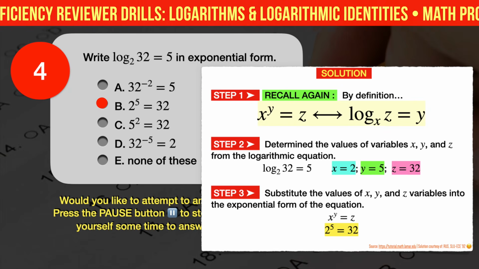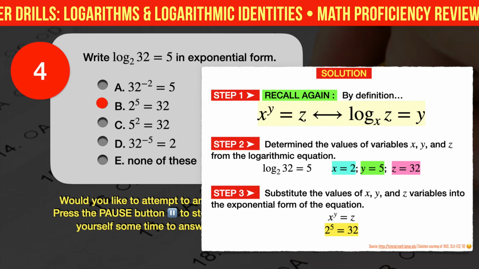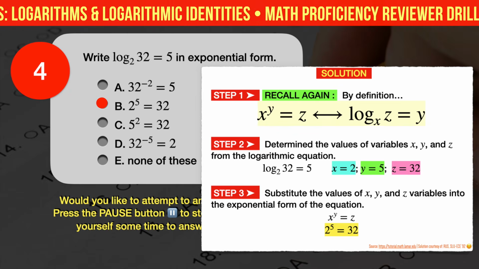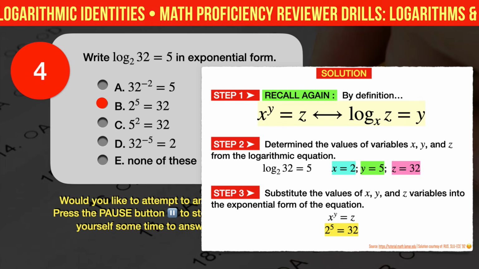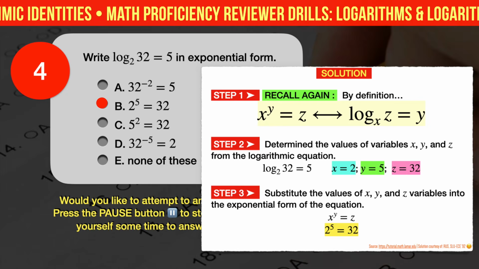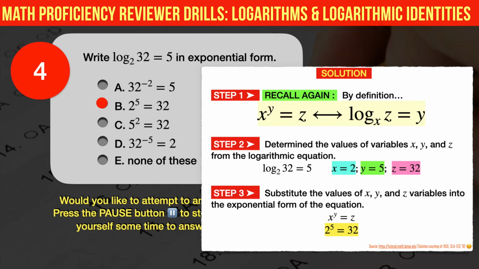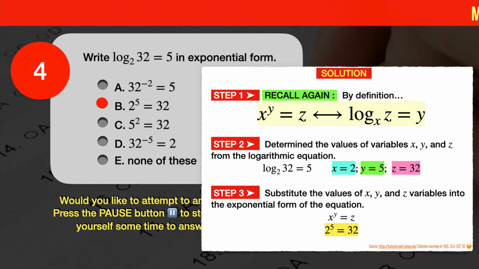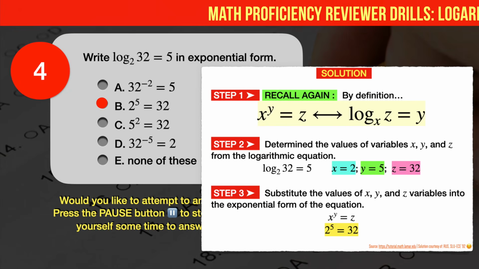Questions in this form appear much less in math proficiency tests than the ones in drill questions 1 to 3, most probably because it is so much easier to transform a given logarithmic equation into its exponential form. We can also quickly validate our answer by checking that the exponential equation is valid even without the help of a calculator. Like in this case, among the answer choices only 2 raised to 5 equals 32 is a valid equation. 2 raised to 5 is of course 2 times 2 times 2 times 2 times 2, which is indeed equal to 32.